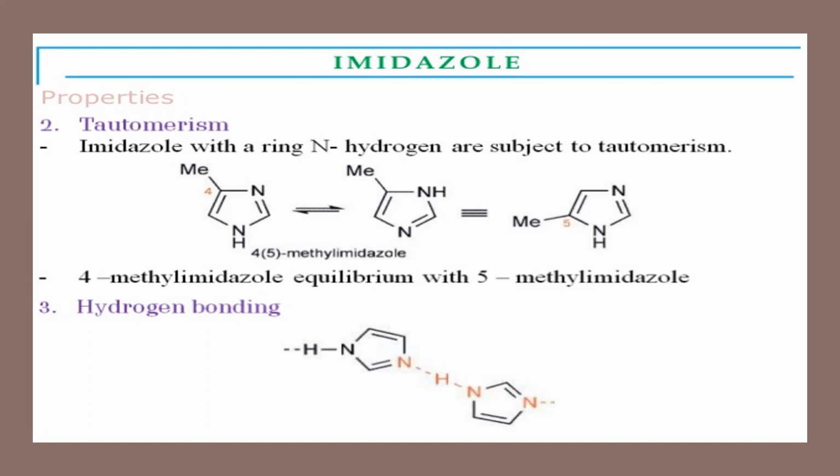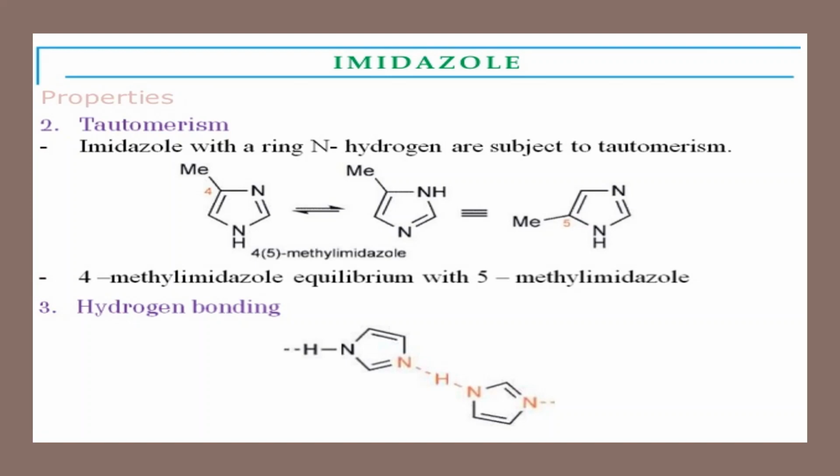So there will be an equilibrium between 3,5 and 4,5 imidazole, because the nitrogen at the first position is saturated. It might go to the third position. When it goes to the third position, the substitution becomes 5. So the substitution at the fourth and the fifth keeps on tautomerizing between the two isoforms. That is why tautomerism takes place, because the hydrogen gets moved between the two nitrogens. So the position keeps on changing.